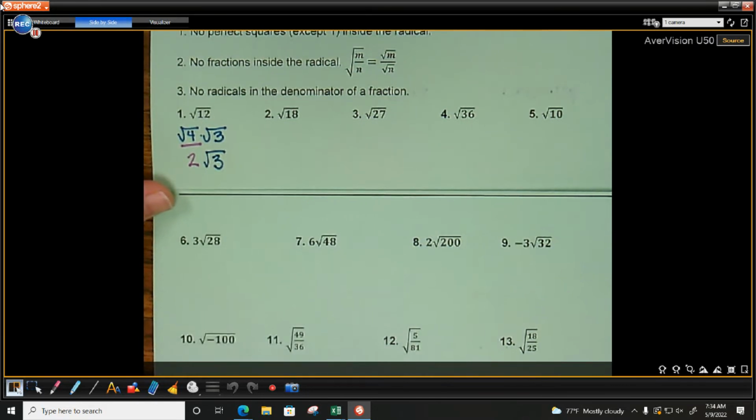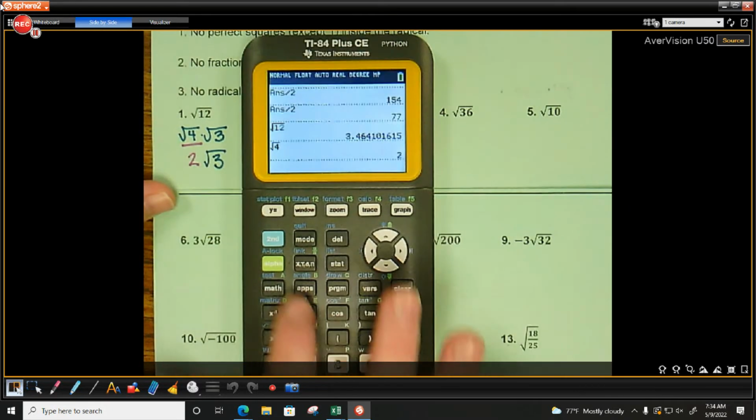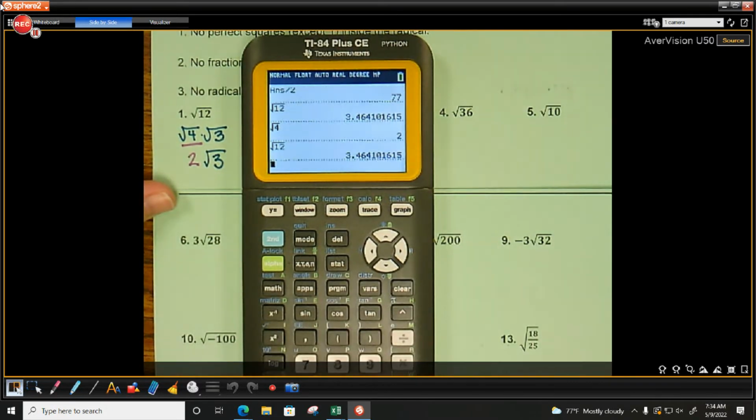Now, I cannot stress this enough. Always check yourself. Square root of 12, and then 2 square root of 3.